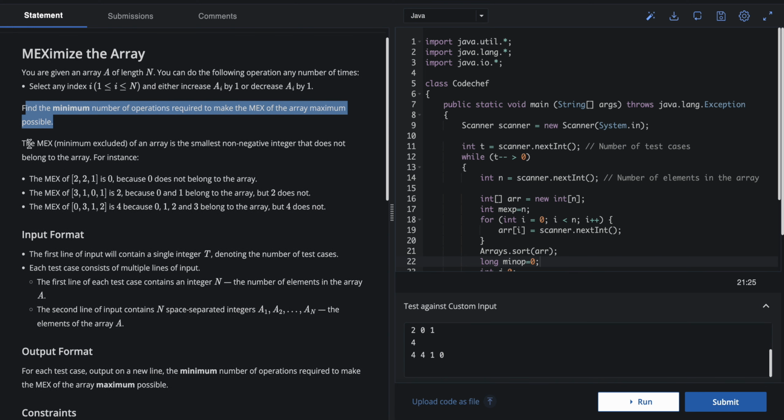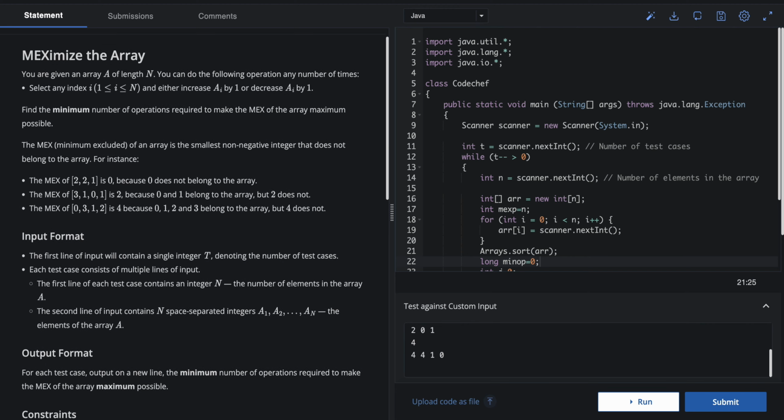So here it is given what the max of the array is. For example, if we take this array 2 1, the max of the array is 0, because the max is the number which does not belong to that array. So now friends, let's understand how we will approach this question.